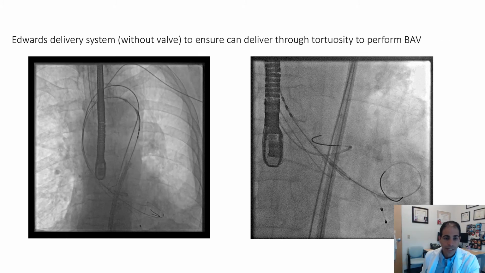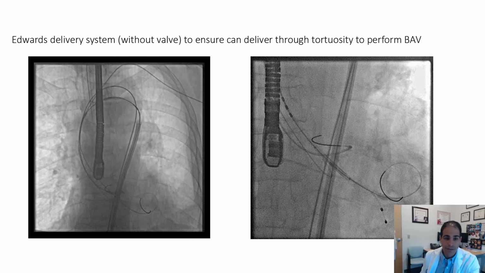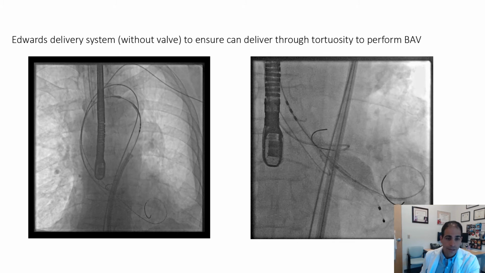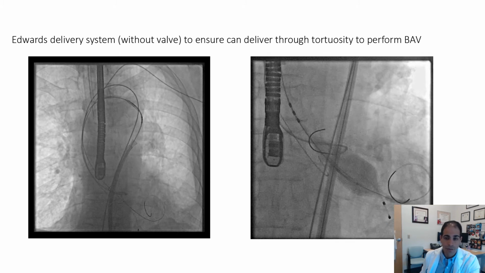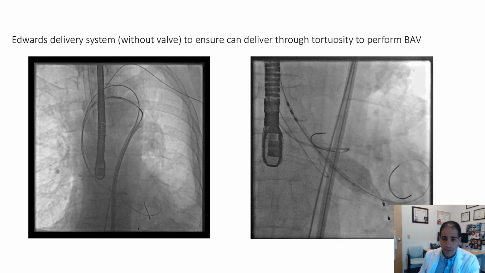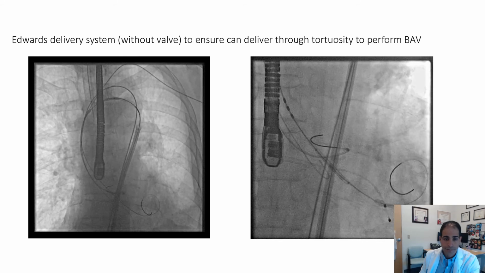One concern of mine was that we would be able to deliver the Edwards valve up to the thoracic aorta, but then not be able to traverse the segment of tortuosity. So we ended up using an Edwards delivery system without an Edwards valve, just to prove that we could get the system through. And then we used that system to perform our BAV. This is over a third wire, which was a Lunderquist used in the LV for support.